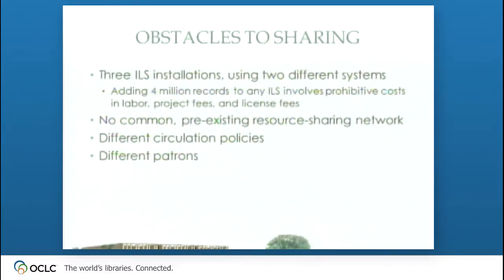There are no common ILS systems amongst the partners, of course. They also have managed to not share a single resource sharing network. They have, of course, different circulation policies, and they have different patron groups they serve. We have 2 very distinctive university groups within the consortium, as well as the nation's largest public research library. And so what the report has done is to try to overcome these barriers with some policy decisions and then to find the technology to support that.